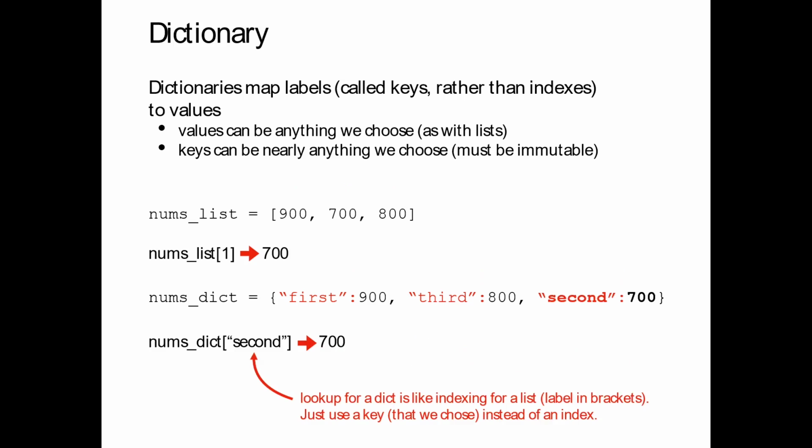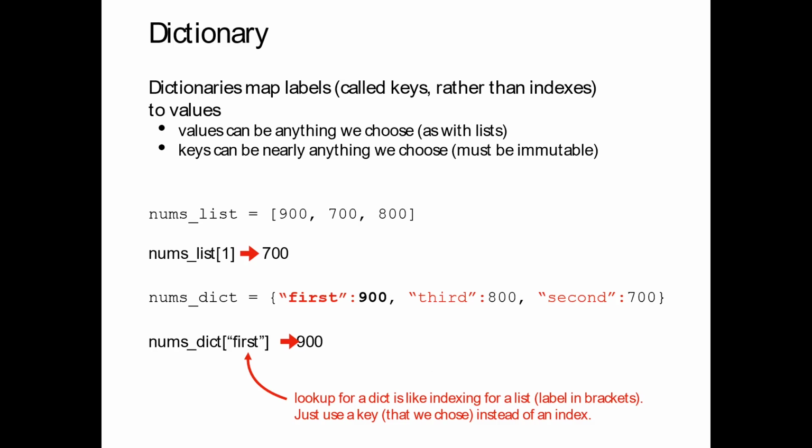All right, and then to access things in a dictionary, we're going to use the same notation. So we'll be using square brackets for access, and then I just need to put in the name of my key. And that's going to look through the dictionary, find the key second, I've got it bolded here in red, and extract the value and return 700. If I want to find a different value in my dictionary, I just need to put in a different key. So here I am looking up first. This is going to return 900.